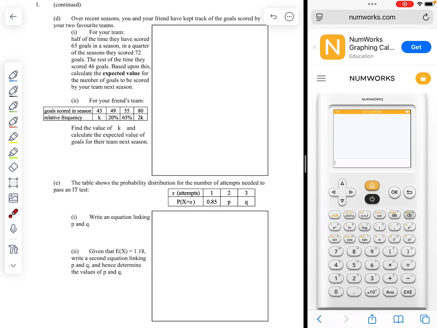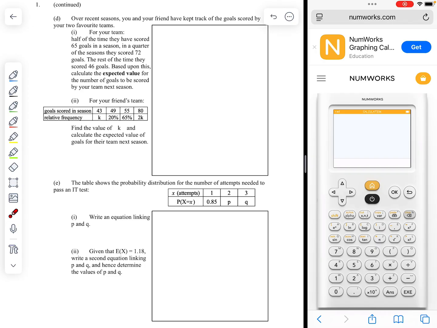1D. Over recent seasons, you and your friend have kept track of the goals scored by your two favourite teams. For your team, half of the time they have scored 65 goals in a season. In a quarter of the seasons they scored 72 goals. The rest of the time they scored 46 goals. Based upon this, calculate the expected value for the number of goals to be scored by your team next season.